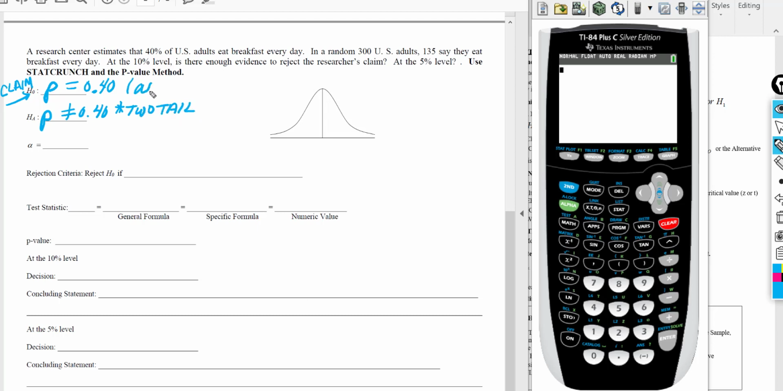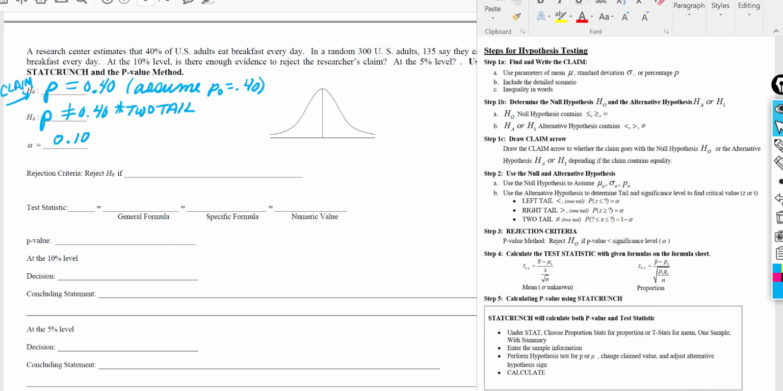We're going to then assume the claim proportion p sub 0 is actually 0.40. Our significance level at the beginning, we said, is going to be 10% or 0.10. So far, we have written the claim using our words, decided whether the claim went within the null or the alternative hypothesis. We drew the claim arrow, and we used the null and the alternative hypothesis to assume the population proportion, and decide if it was left tail, right tail, or two tails.